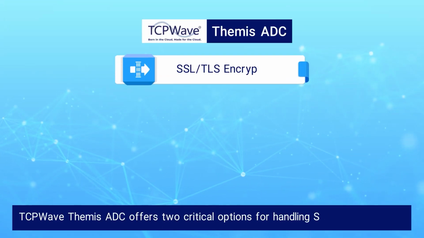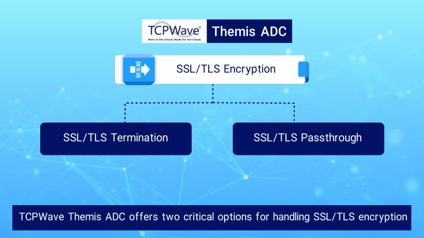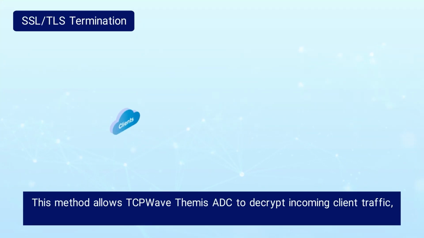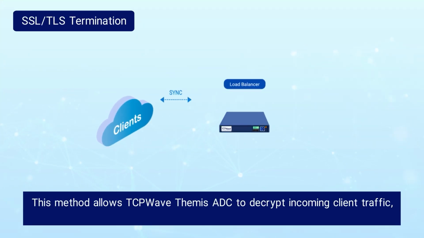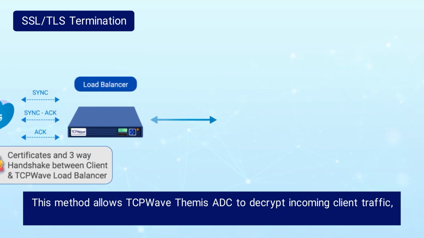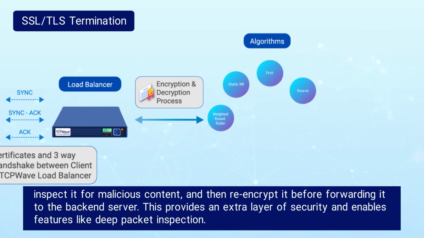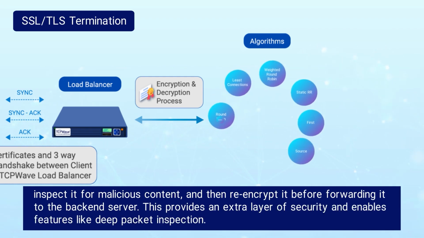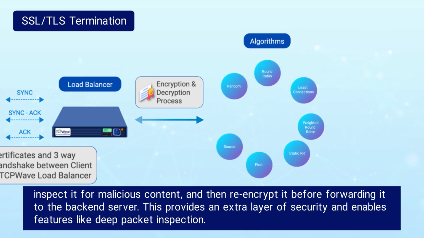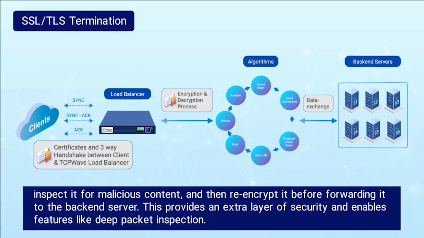TCPWave Themis ADC offers two critical options for handling SSL/TLS encryption. SSL/TLS termination. This method allows TCPWave Themis ADC to decrypt incoming client traffic, inspect it for malicious content, and then re-encrypt it before forwarding it to the backend server. This provides an extra layer of security and enables features like deep packet inspection.